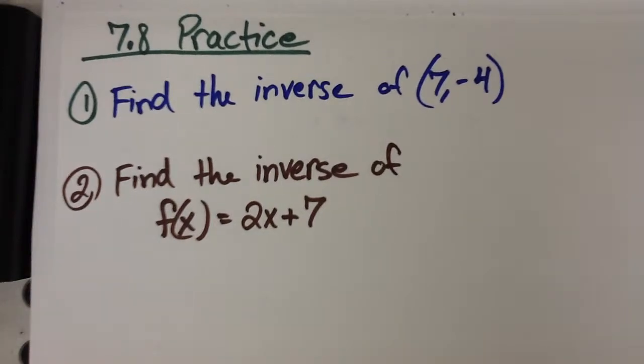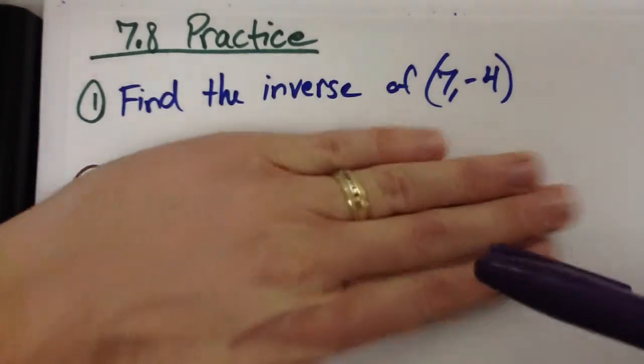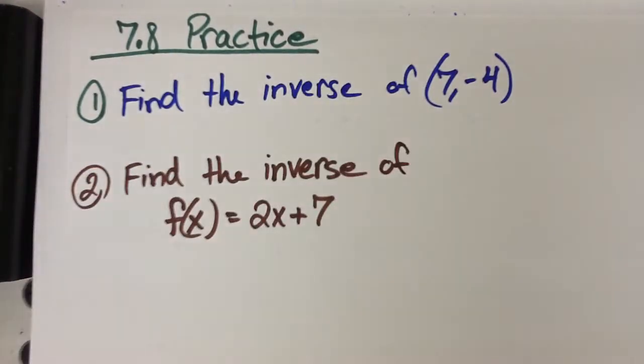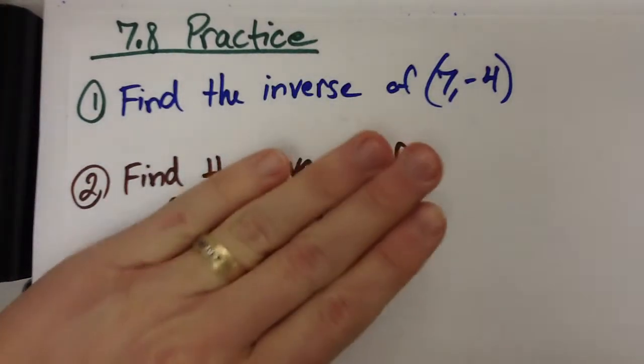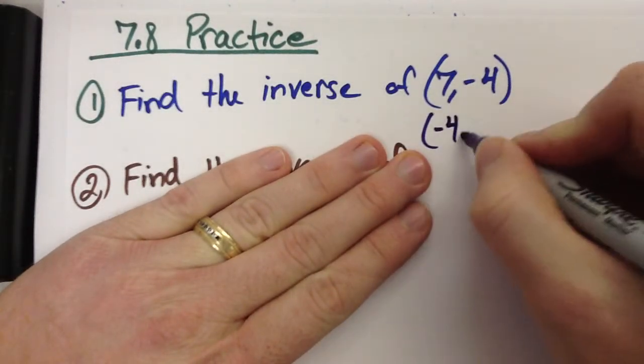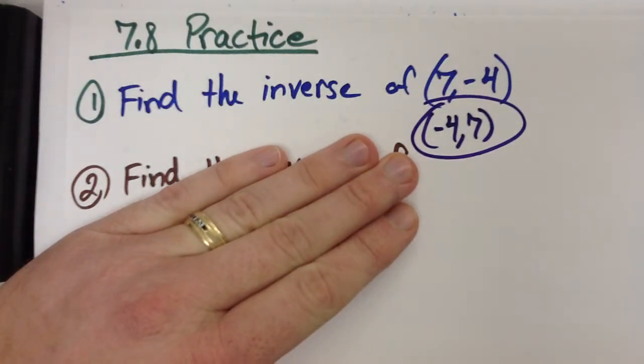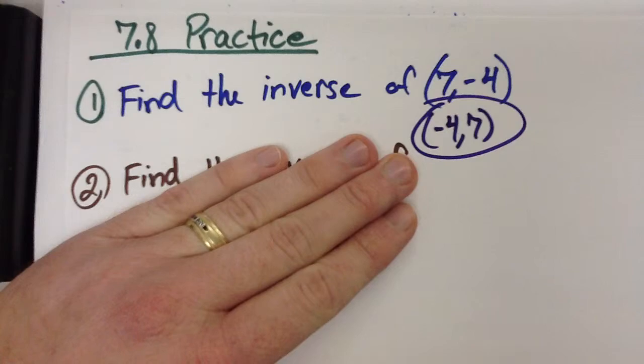All right, your turn to do some practice with the inverses. The first one's, I didn't leave much space. I guess I can cover this one up for the time being, but if you're going to find the inverse of (7, -4), remember, all you're doing is switching x and y. So the inverse would be (-4, 7). You don't change a sign or anything like that. You just switch x and y.